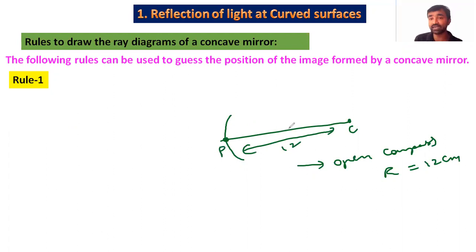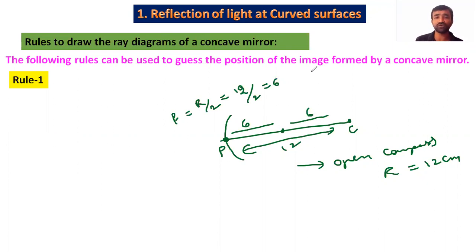Then where do we identify the focus? I already gave you the relation: f equals R by 2. So R equals 12, divided by 2 is 6. So the focus is exactly in the middle, 6 centimeters, and this gap is the same, 6 and 6. It will help you in drawing the ray diagrams. So follow this logic.